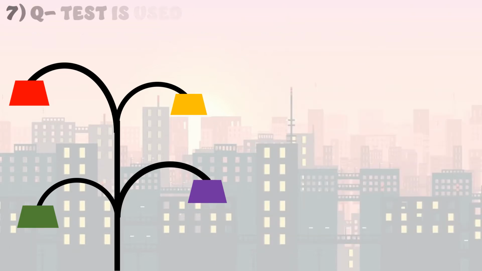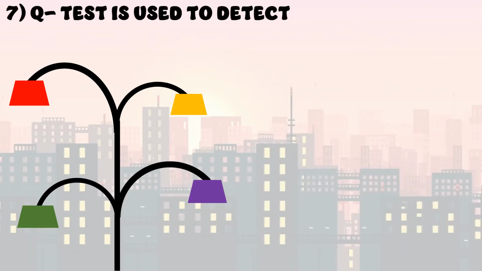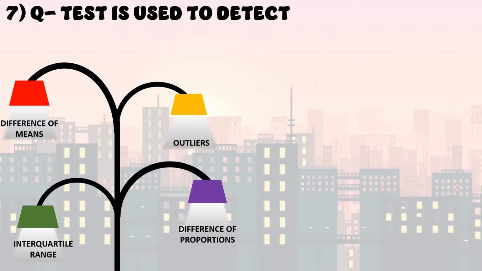Question number 7. Q-test is used to detect. Options are 1. Difference of means, option 2. Outliers, option 3. Interquartile range, and option 4.